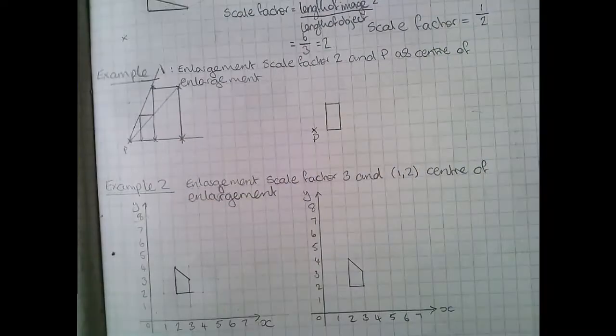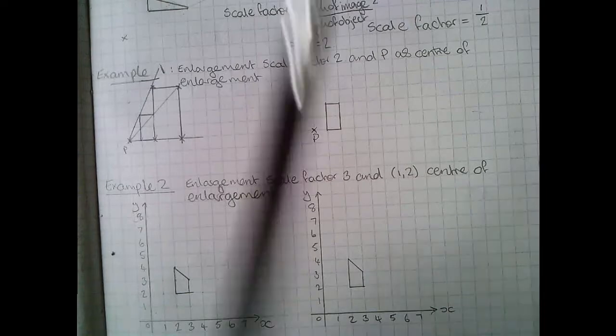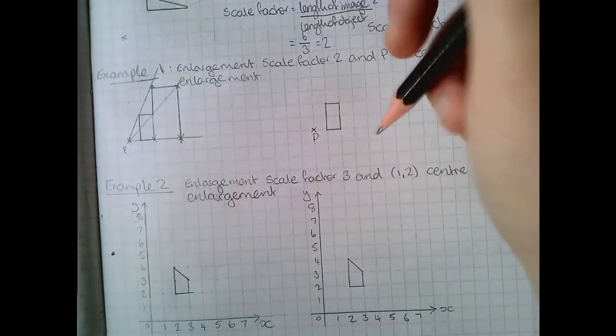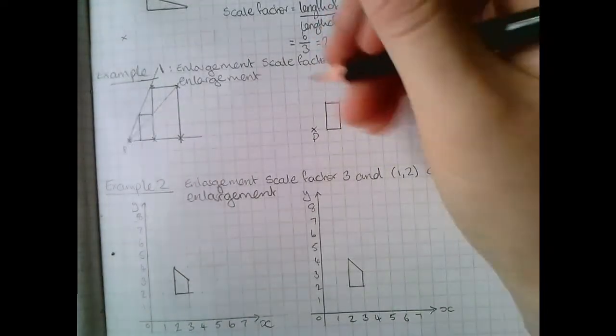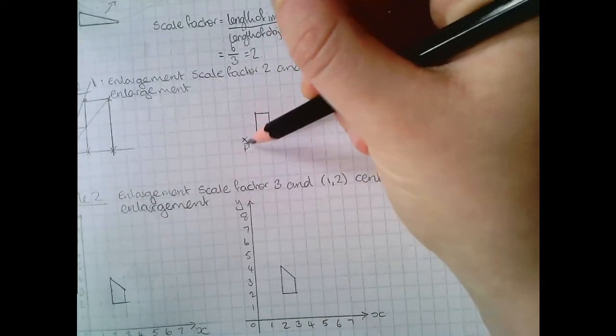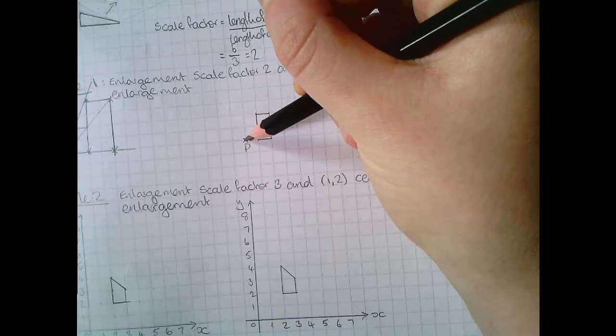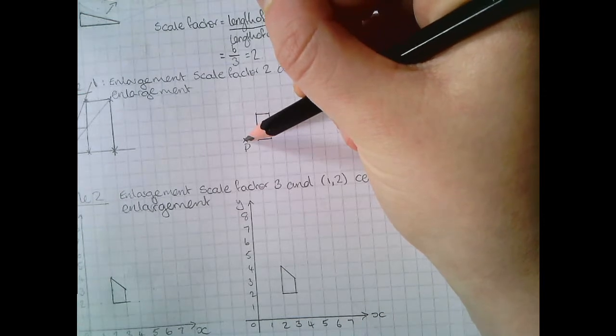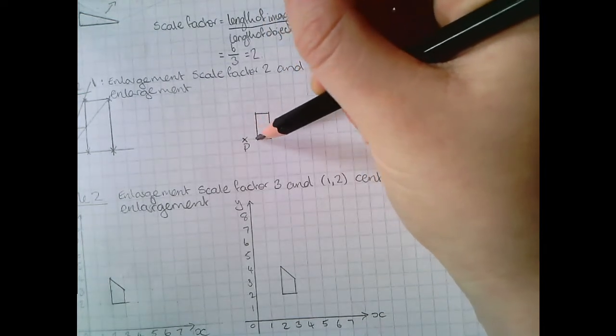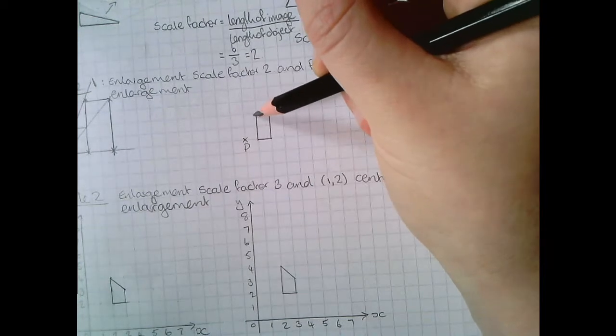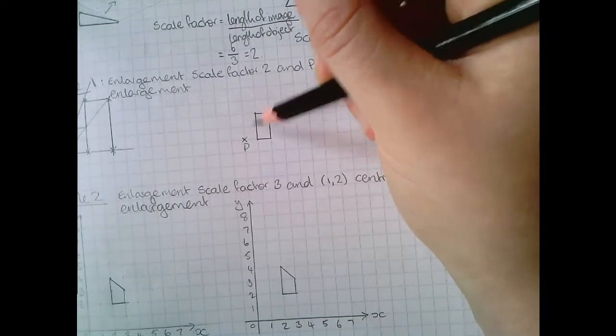Okay. An alternative method doesn't include drawing these projection lines. It can get quite messy. You can just count the squares. So in this one, we would have a look at P, our centre of enlargement, and we're going to just count how many squares it takes to get to each corner. Okay, so I'm going to start with this one again.